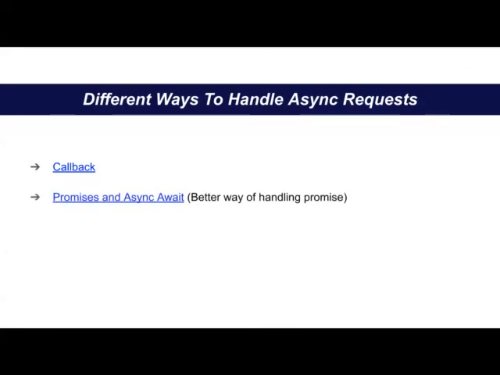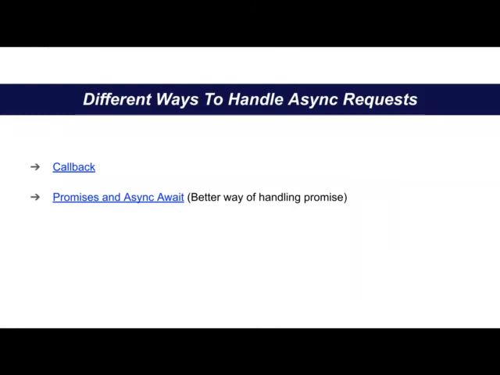First of all, let's look at the different ways to handle an async request. First we have callbacks, we have promises, and async await. As we know, async await was recently introduced in ES6, and you can see it as a better way to write your promises in a linear way.